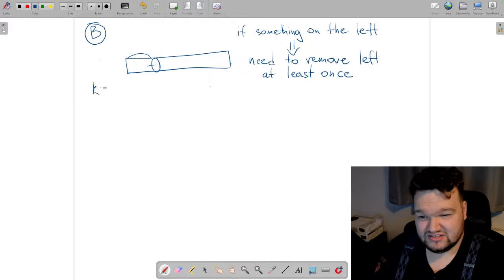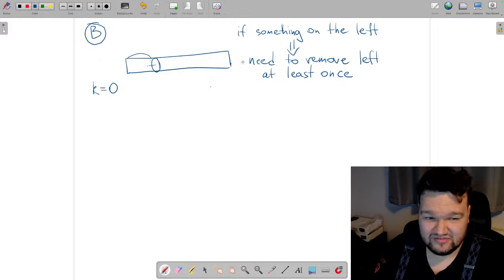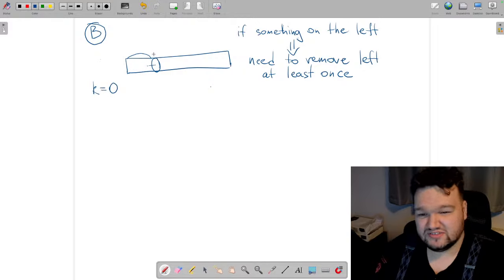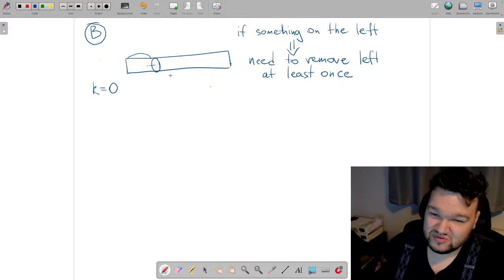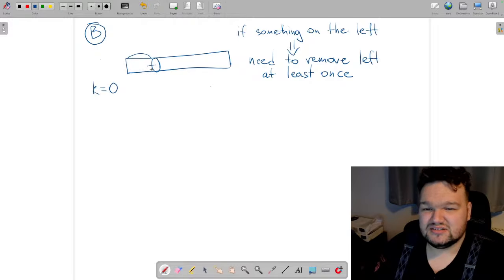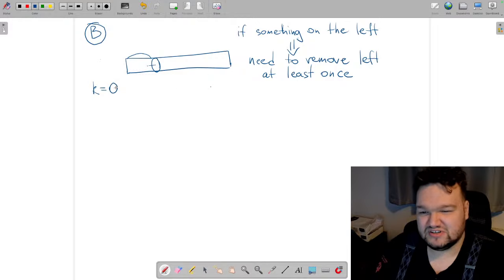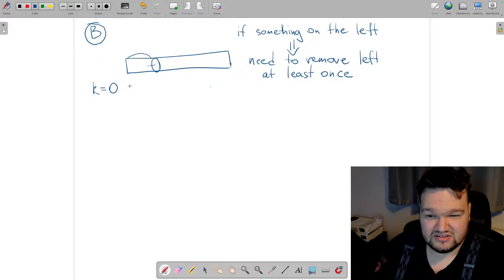So if k is 0, so we can never remove the left element, then it's clear that we will keep the leftmost element, and this shows that nothing else is possible. If we want to keep not the leftmost element, then we have to remove something on the left at least once, but we cannot because k is 0. So the answer will be just a 1.